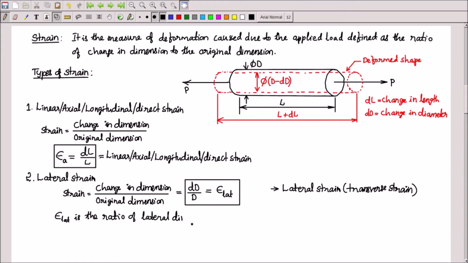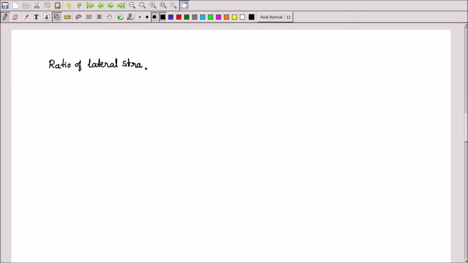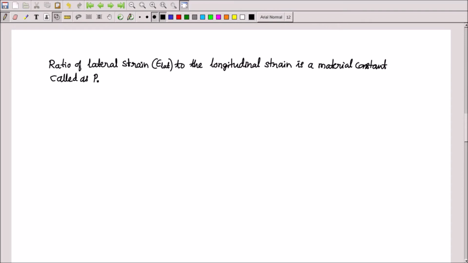So what is the definition of lateral strain? Ratio of change in lateral dimension to the original lateral dimension. There is a special property of any material which says that the ratio of lateral strain to the longitudinal strain is a constant. It is experimentally observed that lateral strain divided by longitudinal strain is a constant for any material, which is called Poisson's ratio.